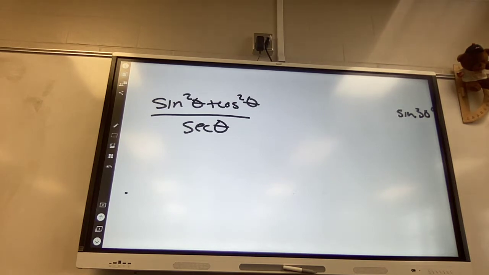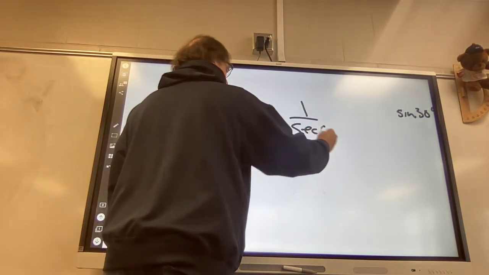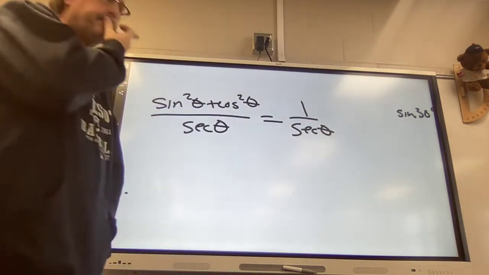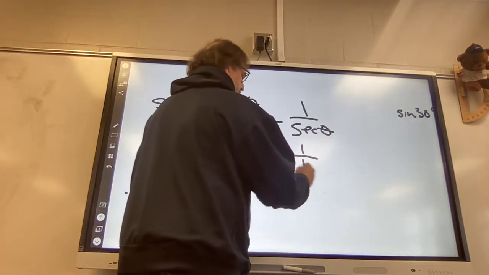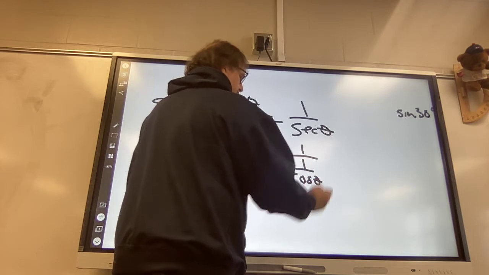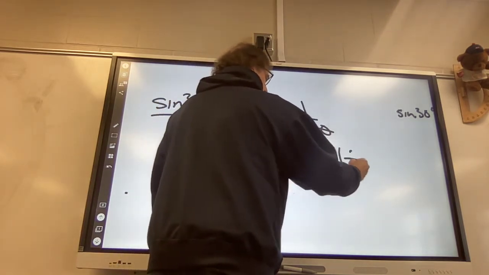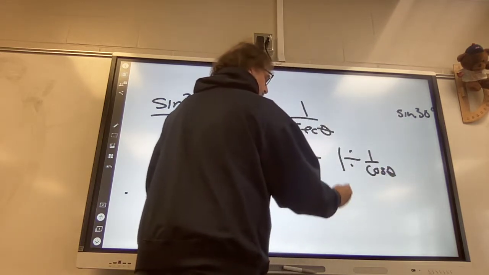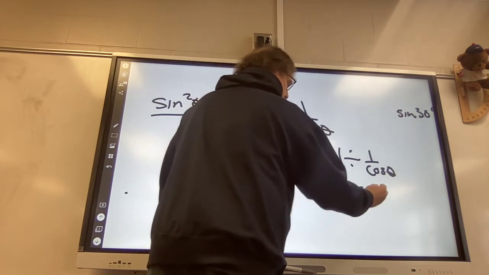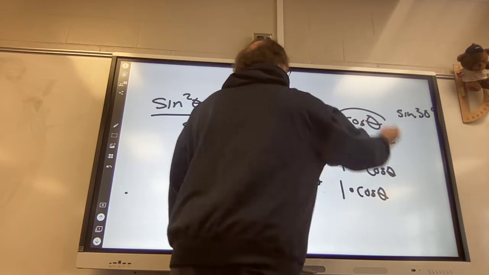One just to remember, not even to peek at your sheet, one to just remember is sine squared plus cosine squared equals 1. Secant is the same as 1 over cosine. I'm going to do the long way. There's your side-by-side divide. 1 divided by 1 over cosine. Keep it, change it, flip it. It's 1 times cosine. This whole thing is cosine.